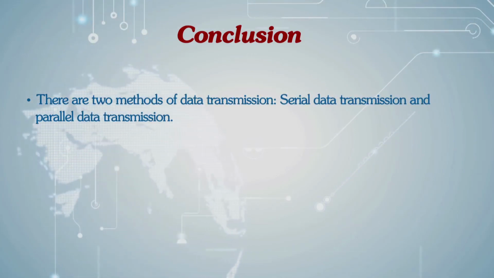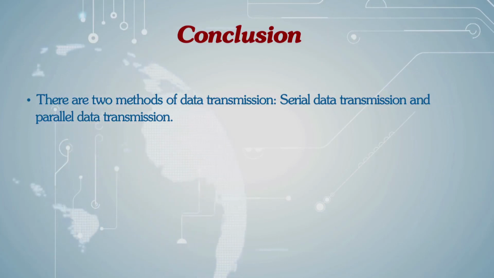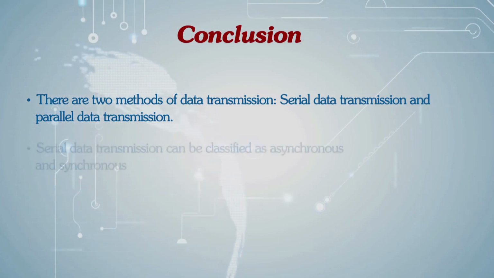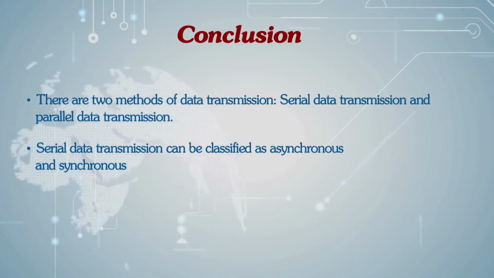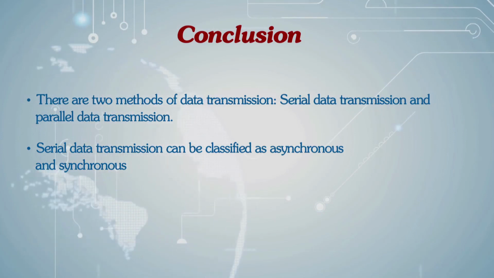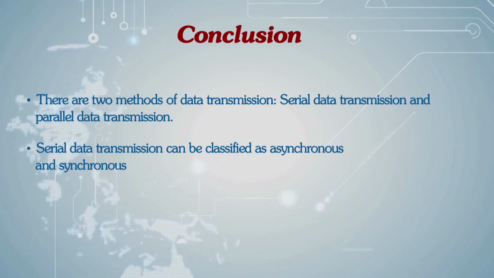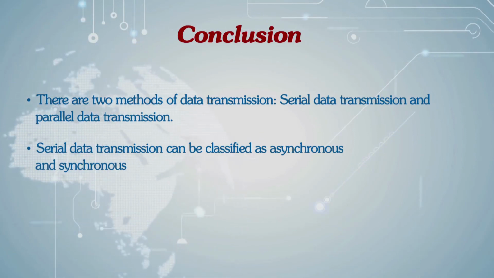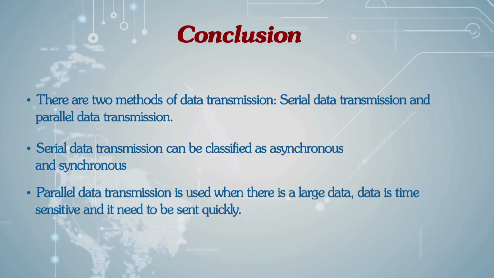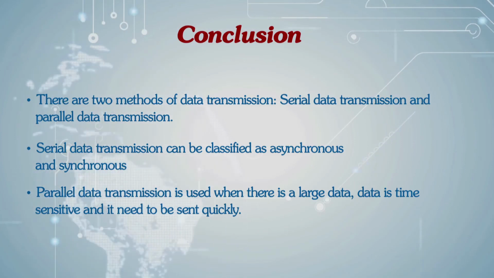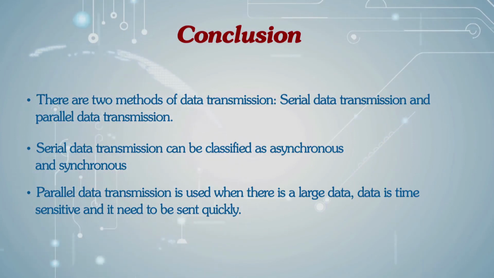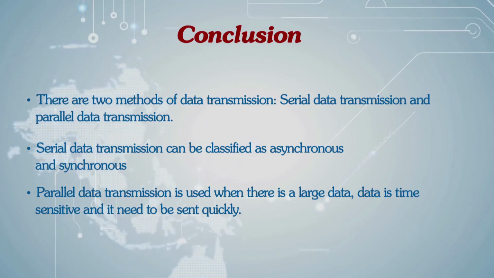So the conclusion: two methods of data transmission. One is serial data transmission and the second is parallel data transmission. Serial data transmission can be classified as asynchronous and synchronous. We have explained what asynchronous and synchronous are, and given examples and a diagram of both. Parallel data transmission is used when there is a large amount of data that is time sensitive and needs to be sent quickly. So in these two video lectures you have understood the basics of data communications and some of its important features.